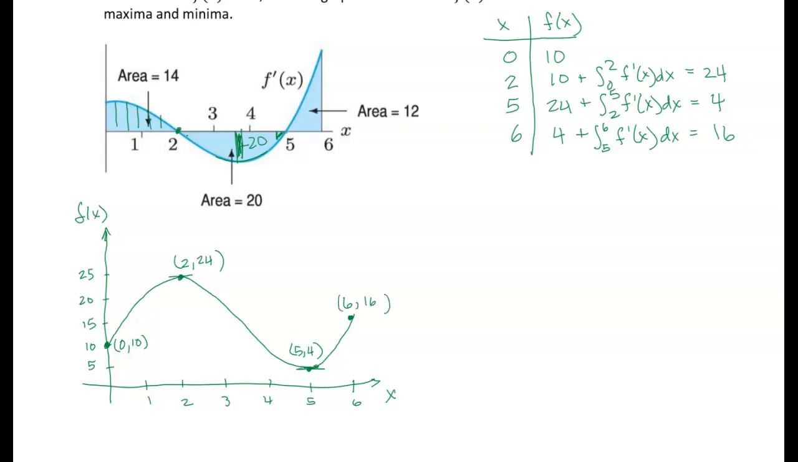Okay. And we're asked to find the local minima and maxima. So based on this graph, we have a local maximum at 2, 24, right? And you can see the critical points would be at 2 and 5. Obviously it looks like the point at 2 is a maximum. And we also have a local minimum at the point 5, 4. All right.